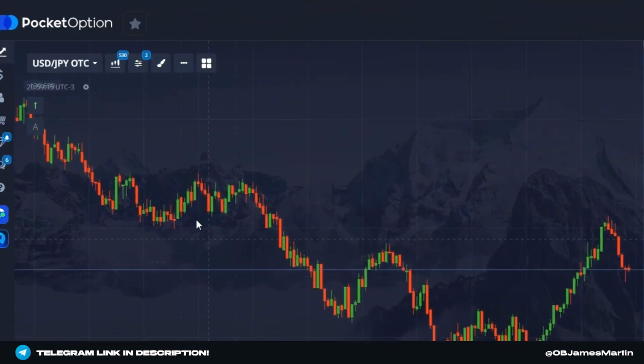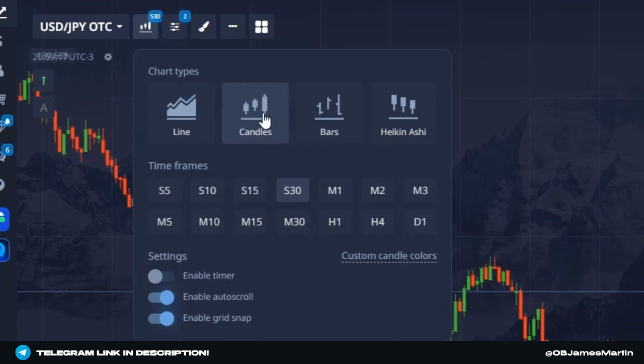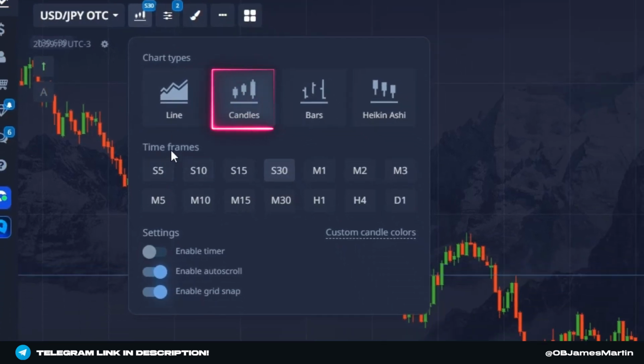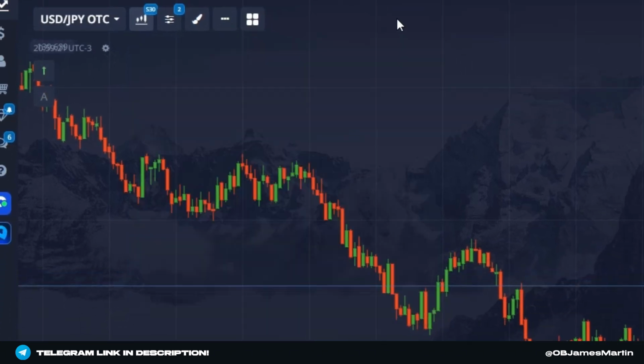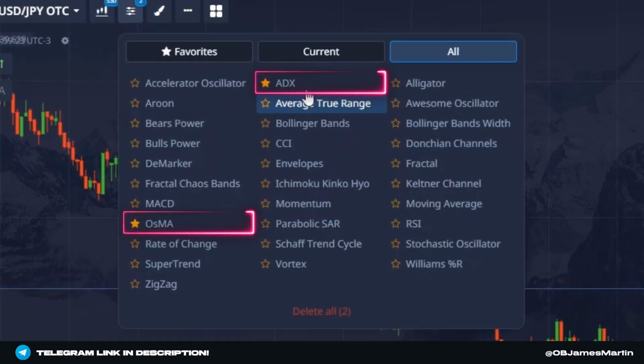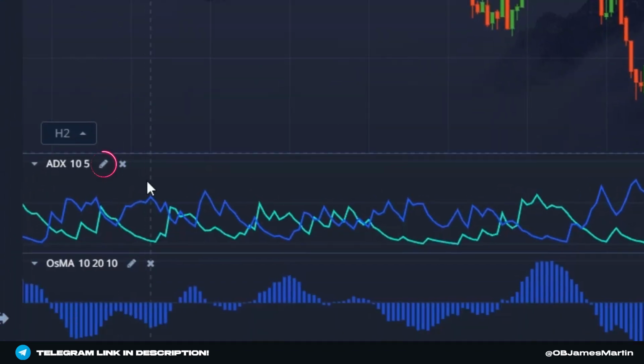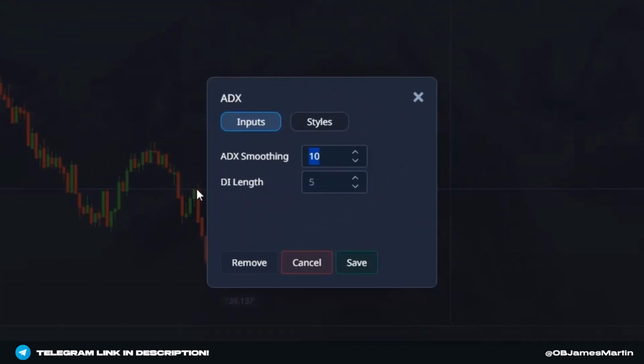I started my work by setting up my account, guys. Classic candles and a 30 seconds time frame. For indicators, ADX and OSMA. Okay, so let's set up this one: 10 and 5 for the movement and length.